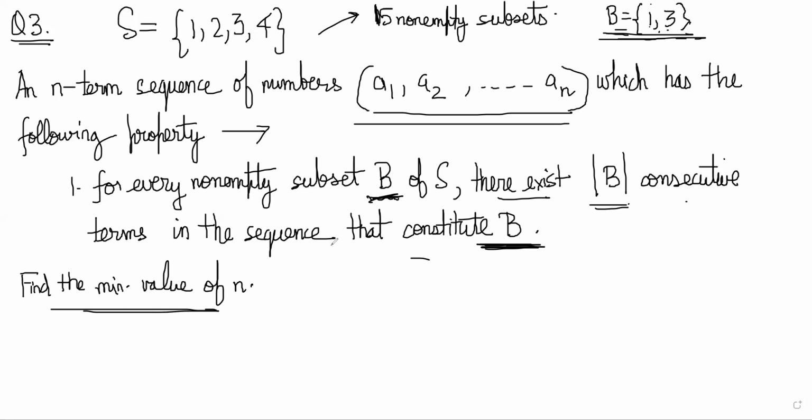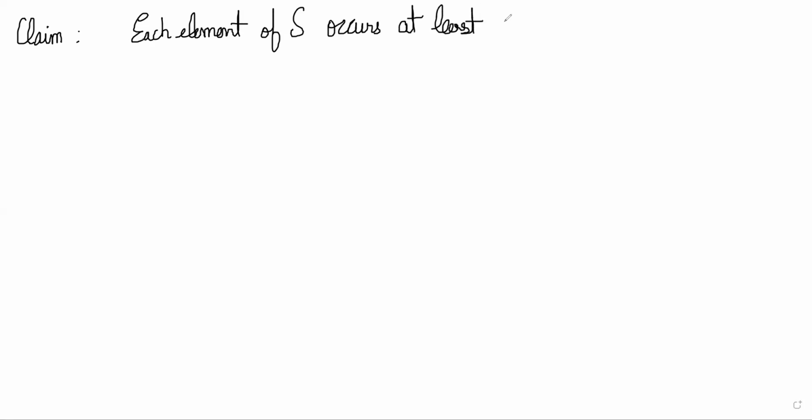So let's think of some examples. What I would say is, I will do it on the next screen. I will make a claim here. Let each element of S occur at least twice in the sequence. This is my claim, and I want to prove this claim somehow. So let's prove by contradiction.